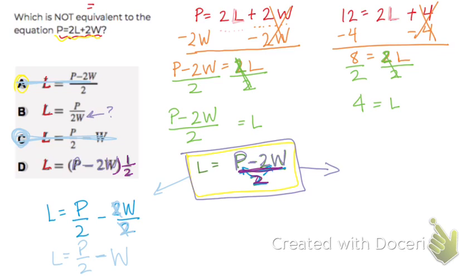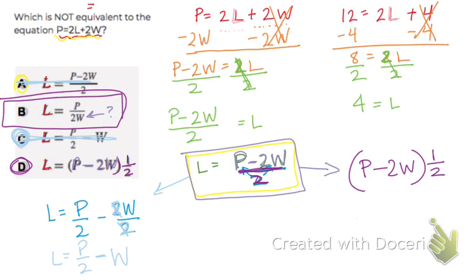Is dividing by 2 the same as multiplying by 1/2? Well, let's think about that. 8 divided by 2 is 4. Is 8 multiplied by 1/2 the same as 4? Yes. So that is also equivalent. This is also the same as saying P minus 2W multiplied by 1/2. So this is also good. So this would be the only one that is not equivalent.